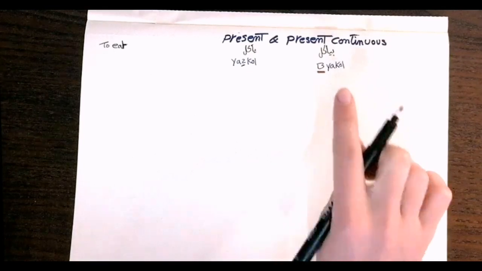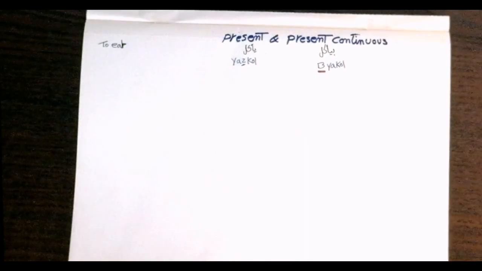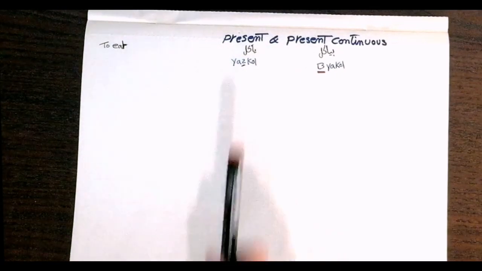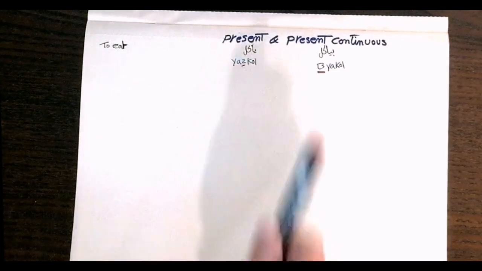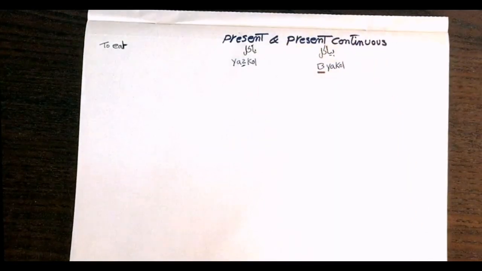So this is almost always how we use the present tense in Egyptian Arabic. We rarely say يأكل, except in like 3 cases I'm going to tell you about. I'm going to talk about this one at the end of the video, but right now we will focus on this tense, the present continuous.